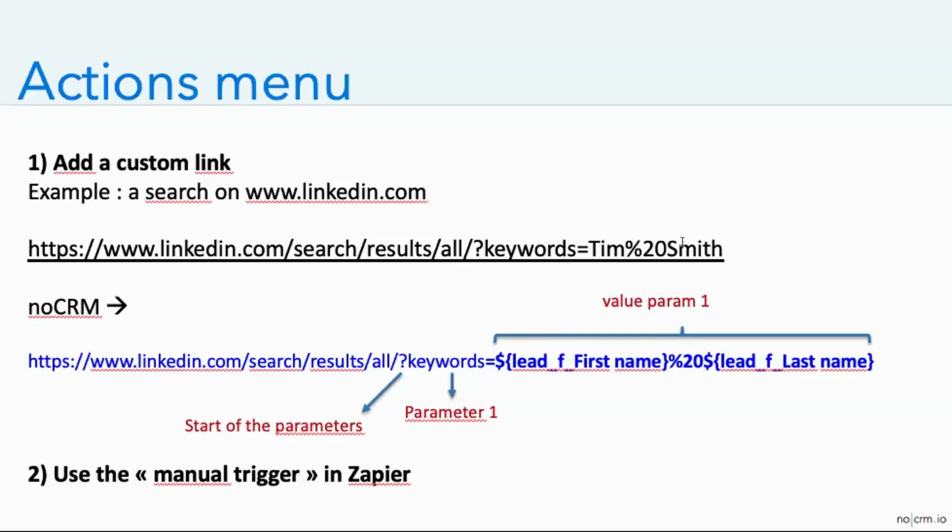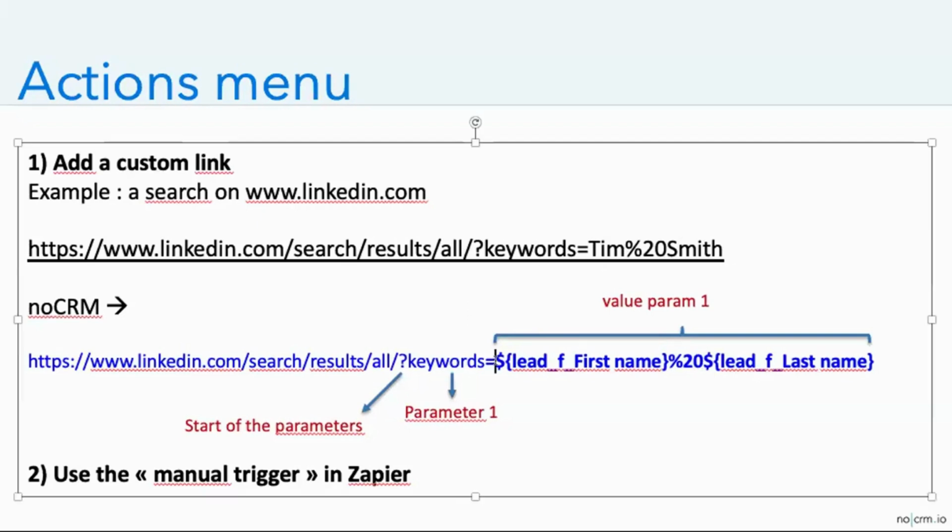So instead of Tim Smith, because you're not always looking for Tim Smith, you want to launch this search on every given lead that you have. Then you will put in these codes for lead first name, and then this one signifies a space, and then lead last name. You don't have to memorize this, because once you go to the actions menu to set this URL up, we have shortcuts for you to enter these tokenized parameters. I didn't memorize this one. All I did was click on first name, and it automatically plugged it in for me in the URL.